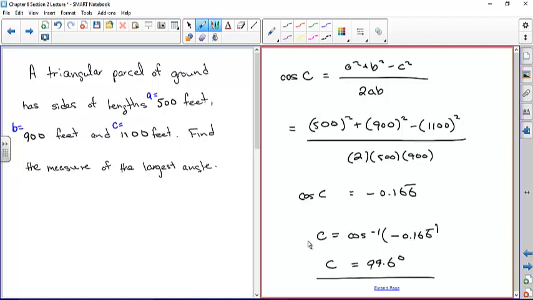And we could find the other angles. If we wanted to find B, we could use the law of sines or cosines. And then once we have B and C, we can find A using the law of cosines, the law of sines, or the sum of the interior angles.